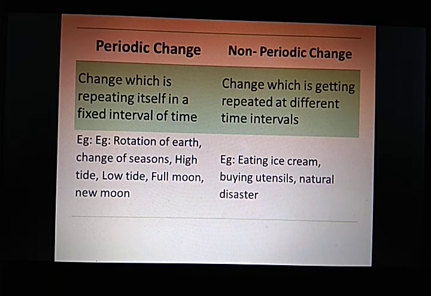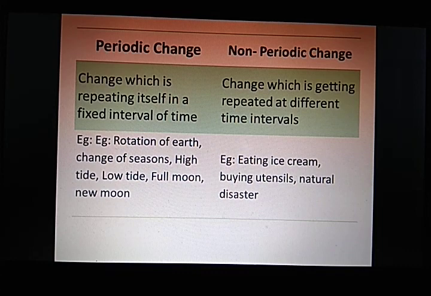When the Earth has started rotating, then definitely the position of the sun will change. That means we will see the position of the sun getting shifted. Now, after 24 hours, once again you will see that the sun is back above your head. So this is called a periodic change, after a fixed interval of 24 hours. High tide, low tide, full moon, new moon, all these are periodic changes.